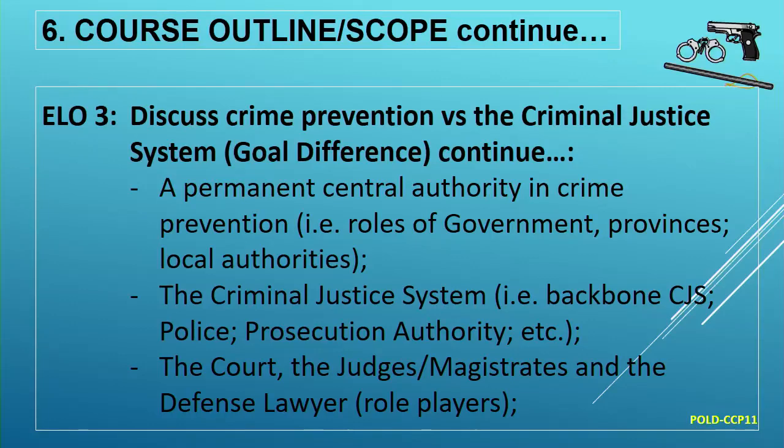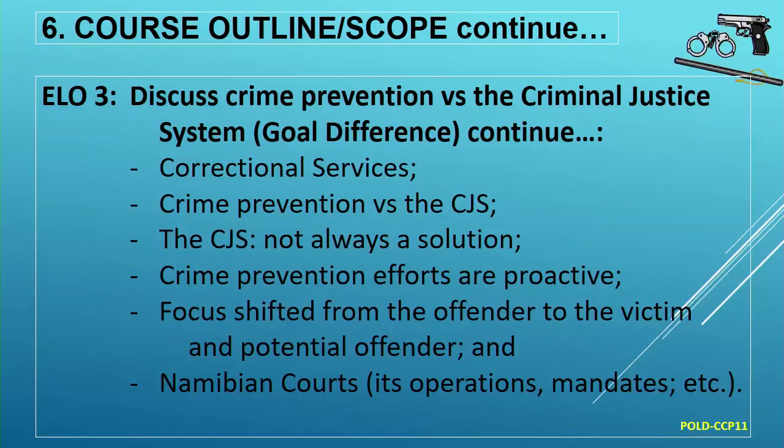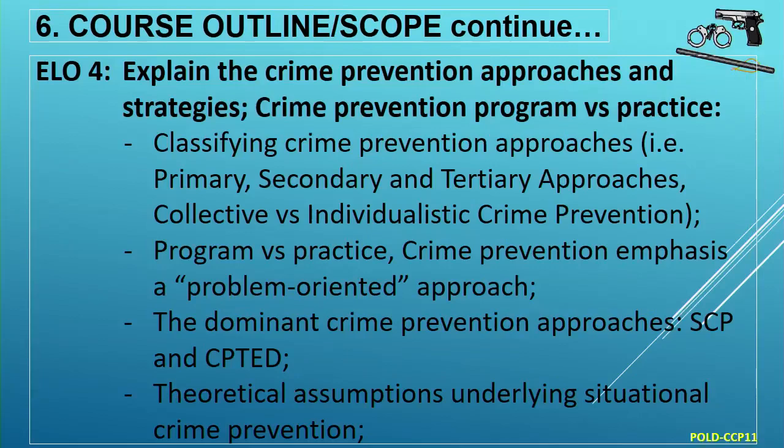For example, the backbone of the criminal justice system: police, prosecution authority, etc. The court, the judges, magistrates, and the defense lawyers, which are referred to as the role players. Correctional services, crime prevention versus the criminal justice system. The criminal justice system is not always a solution. Crime prevention efforts are proactive. Focus shifted from the offender to the victim and potential offender. Namibian courts, their operations, mandates, etc.